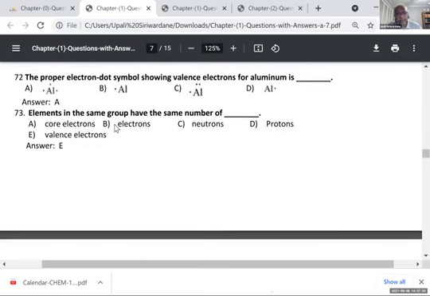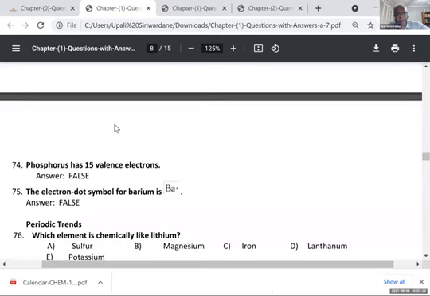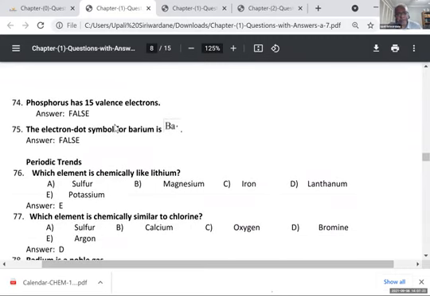72. Elements in the same group have the same number of valence electrons. That is why they are chemically similar. Phosphorus has 15 valence electrons. It's not true. Phosphorus has 5 valence electrons. Group number is 5A.